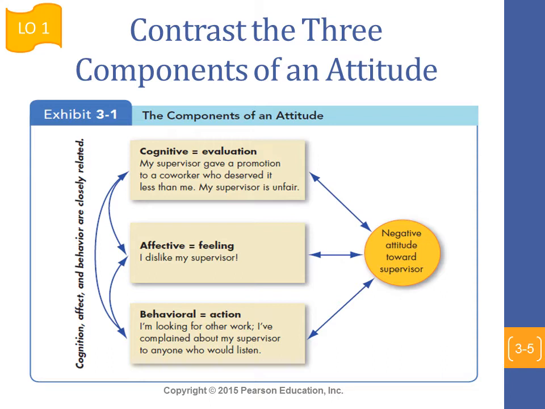So at first we are evaluating some scenarios, and based on that, which is the cognitive stage, there can be some effects, and that is related to our feelings. And based on the feeling, there can be some action. And overall, these together can define the different components or the different stages of a human attitude.